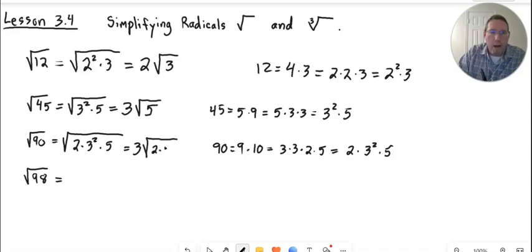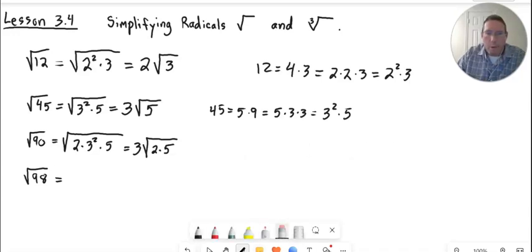So we have 2 times 5, but we're not going to leave it like that, okay? What we're going to do is multiply the 2 times 5, and we wind up with 3 square root of 10. 3 square root of 10. So square root of 90 is the same thing as 3 square root of 10, okay?